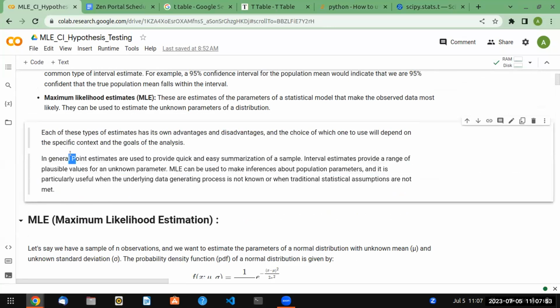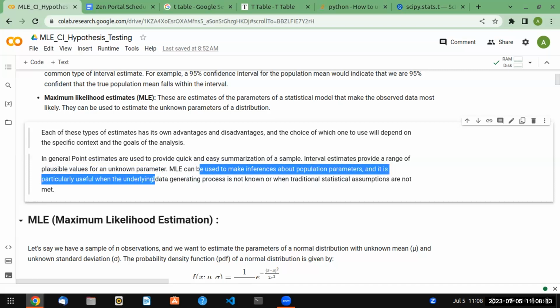In general, point estimates are used to provide quick and easy summarization of a sample. Interval estimation provides a range of plausible values of unknown parameters. MLE can be used to make inferences about population parameters, and it's particularly useful when the underlying data generating process is not known, when the traditional statistical assumptions are not met.